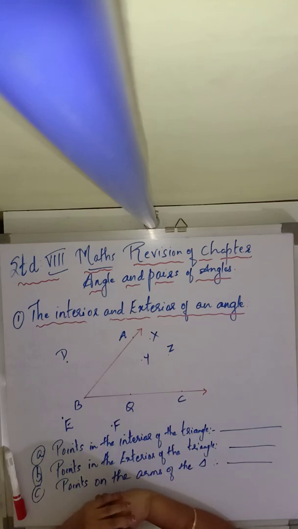Okay, now before moving to the second chapter, that is parallel lines and transversal, children, I would like to explain some important terms and concepts which will help us understand the second chapter. This important concept is taken from your 7th standard lesson number 4, angles and pairs of angles.